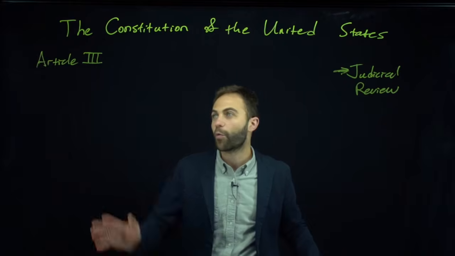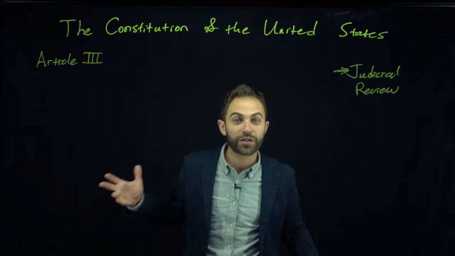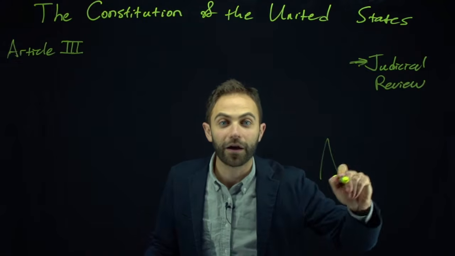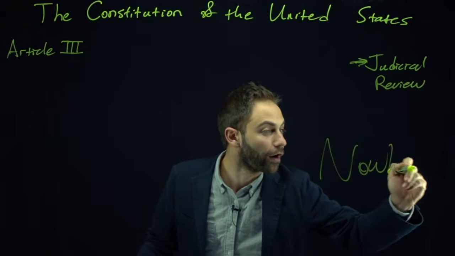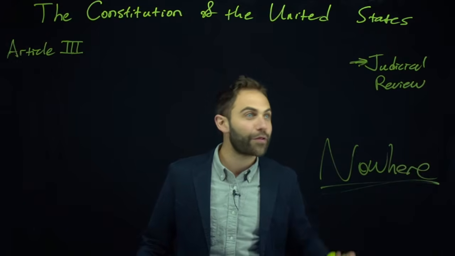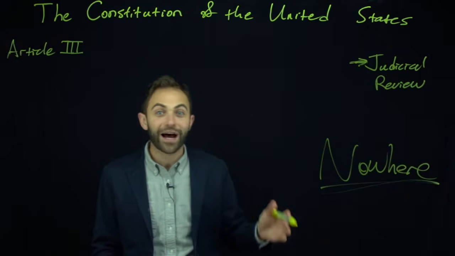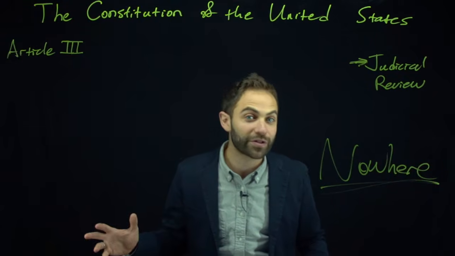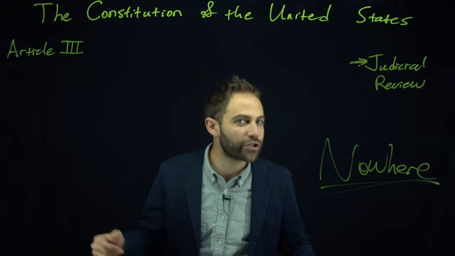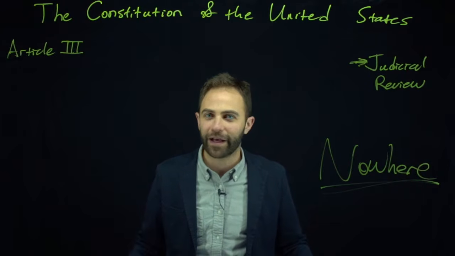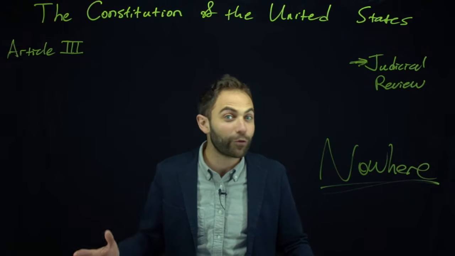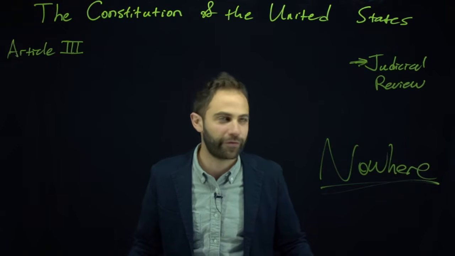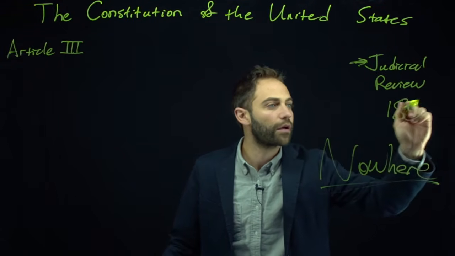And the question is, where in Article 3 is the Supreme Court given this power? The answer is nowhere. The power of judicial review is not given to the Supreme Court anywhere in the Constitution. It's not given to the Supreme Court anywhere in any statute or law that's passed by Congress. The power of judicial review is something that the Supreme Court just gave itself in 1803.